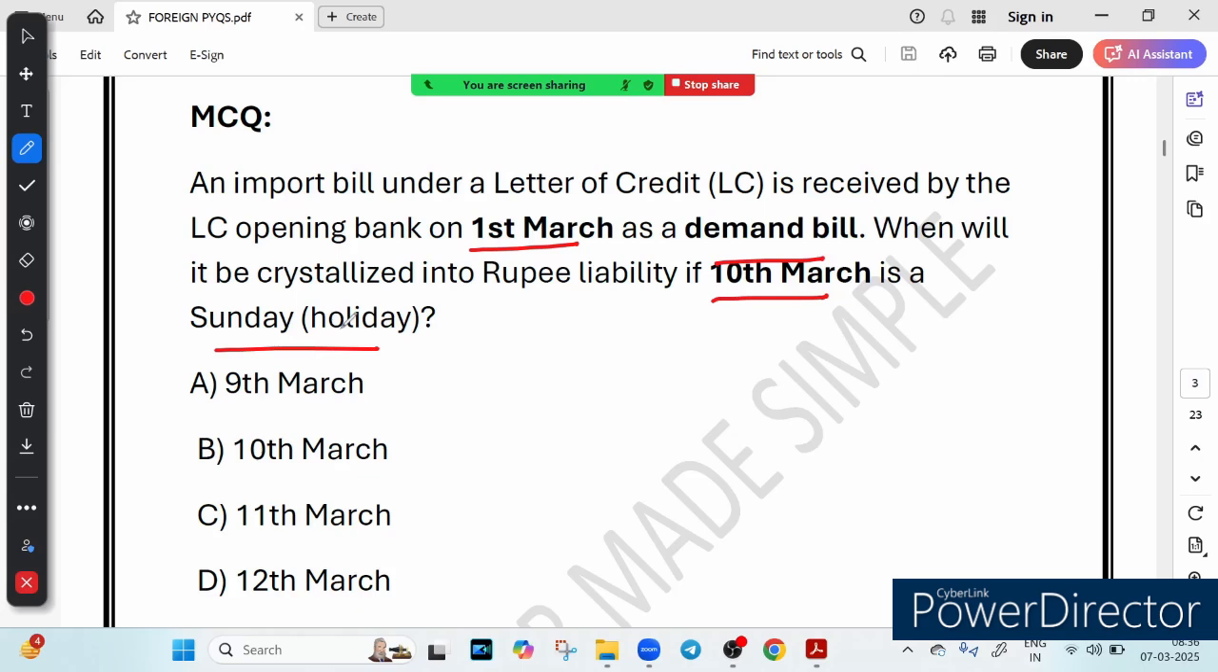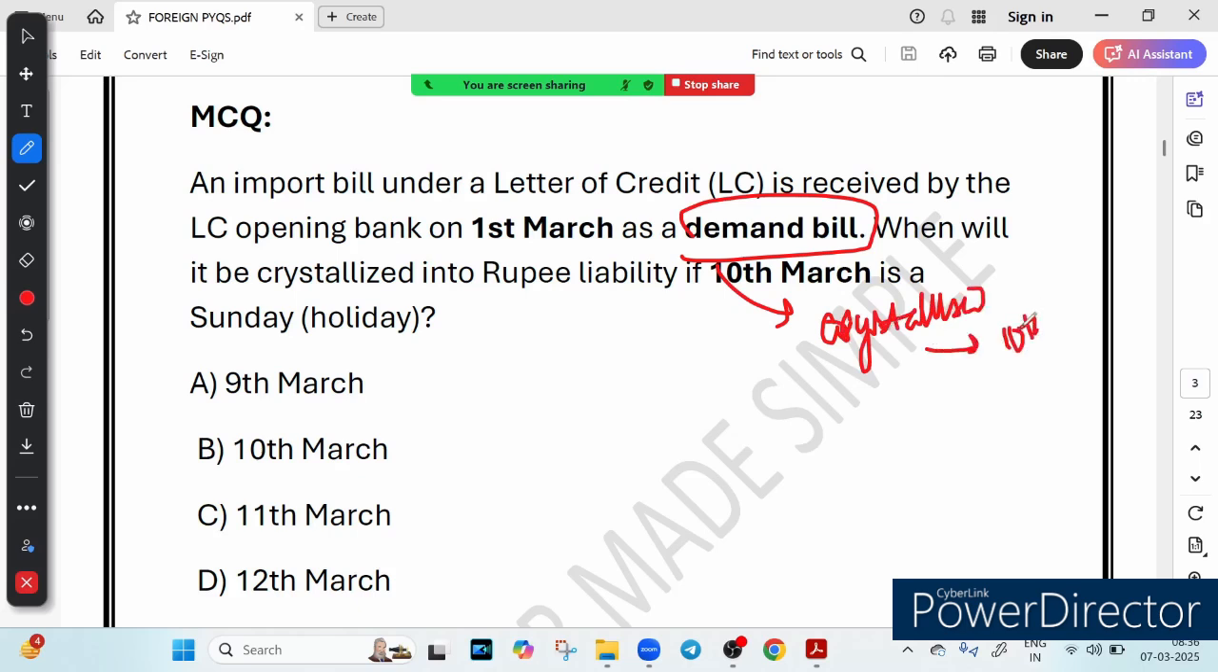Take a moment to think about it. Option A, 9th March. This option says that the bill will be crystallized on 9th March. However, the rule is that demand bills are crystallized on the 10th day from when they are received. So this does not fit.